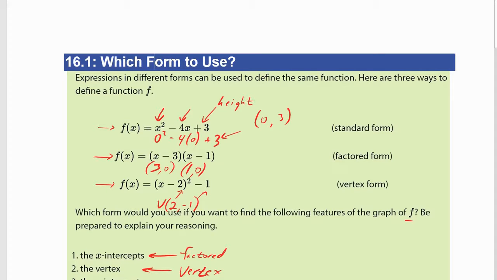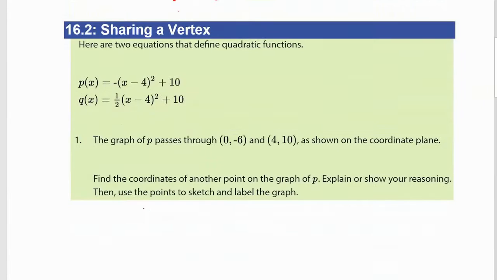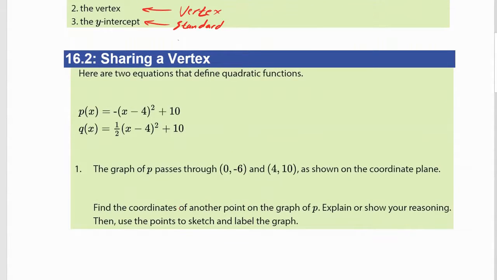All right, so next up, sharing a vertex. Here are two equations defined as quadratic functions. Again, a quadratic function's parent function would look something like this. You have an x squared situation. Most likely, you're going to have a parabola. So p and q are both quadratic functions.